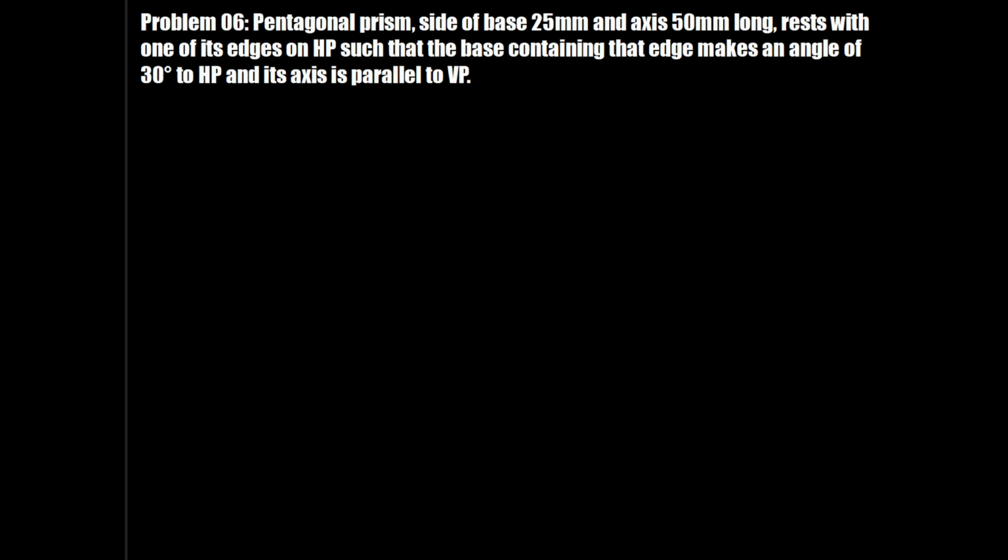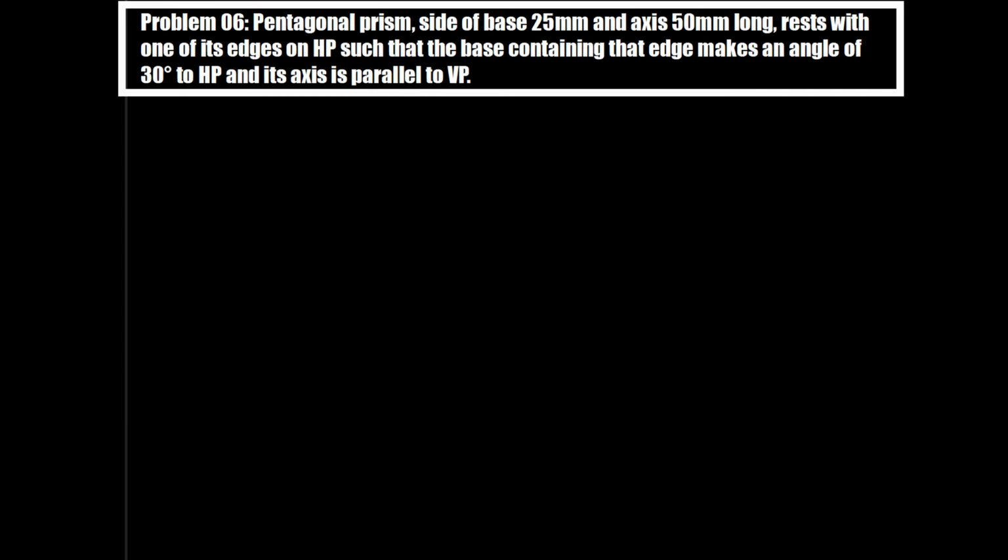So before we start drawing, first let us understand what the actual question is asking. Many students directly jump into the procedure and then get confused about why we are drawing a particular view first. If you understand the question correctly, the entire projection becomes very easy. The question says: a pentagonal prism of side 25 mm and axis length of 50 mm rests with one of its edges on HP such that the base containing the edge makes an angle of 30 degrees to HP and its axis is parallel to VP.